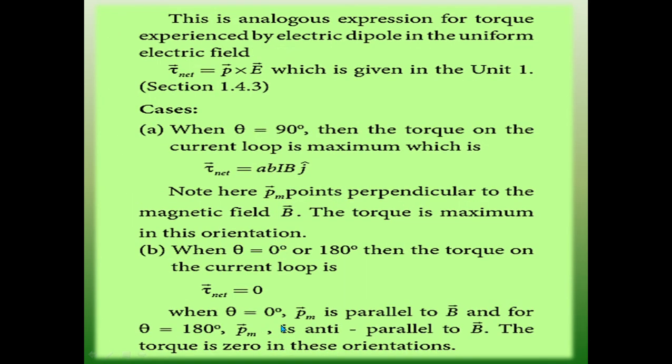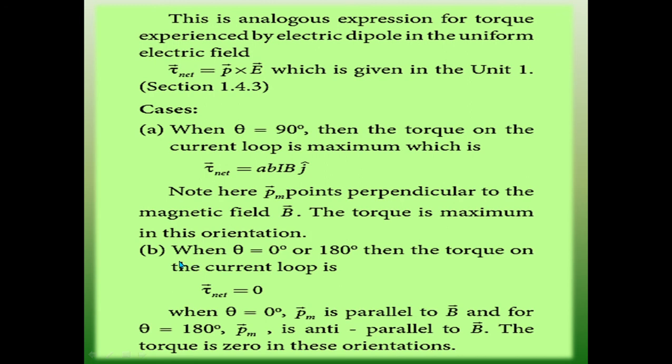This is the analogous expression for the torque experienced by an electric dipole in a uniform electric field: tau net vector is equal to P vector cross E vector. So this is the special case, a very important point, note it down children. When theta is equal to 90 degrees, what happens? Sin 90 degrees is nothing but 1. So the torque value is maximum. The torque on the current loop is maximum, which is tau net vector equal to ab I capital B j cap. Note here the dipole moment vector Pm points perpendicular to the magnetic field B vector. The torque is maximum in this orientation.